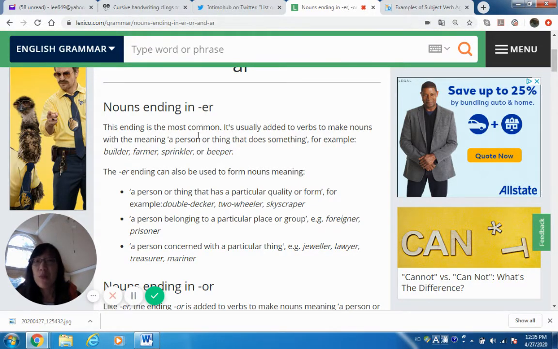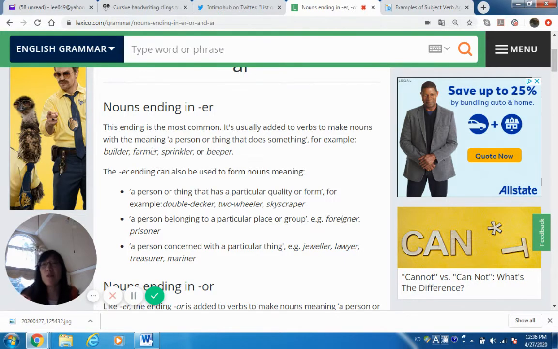This ending is the most common. ER is the most common. It's usually added to verbs to make nouns with the meaning a person or thing that does something. For example, builder, farmer, sprinkler, or beeper. So build, that's a verb, you add ER. So builder is a person who builds.